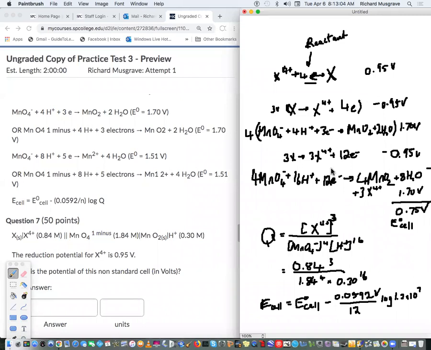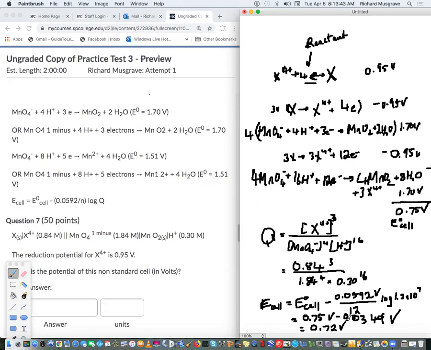And so what I get there is going to be the E naught cell value, which is 0.75 volts, minus 0.0349. Now, if we look at significant figures there, it should come out to be 0.72 volts. And that will be the final answer.